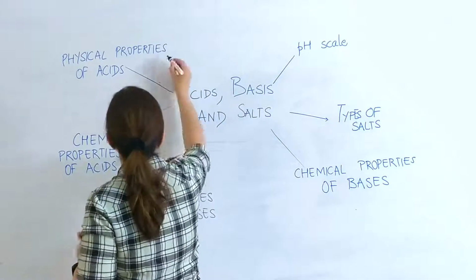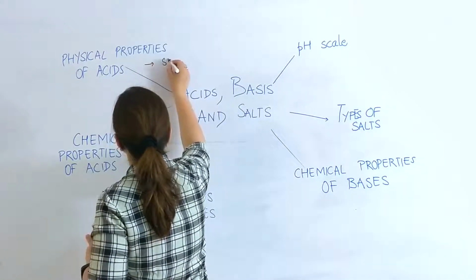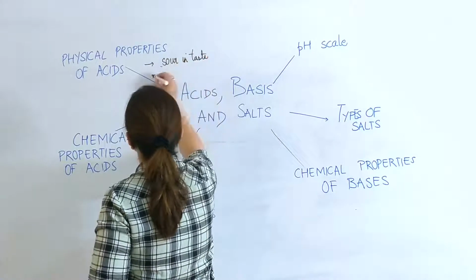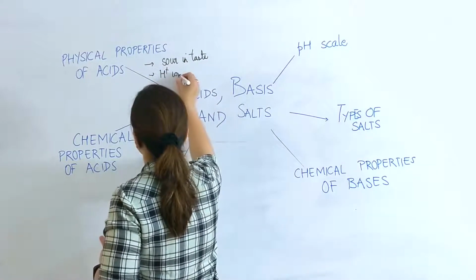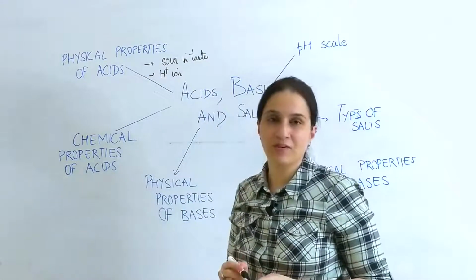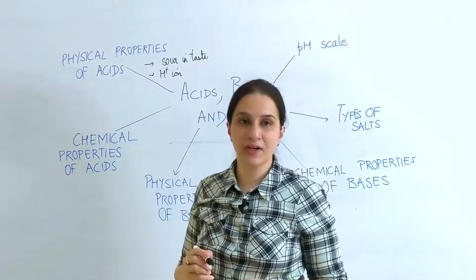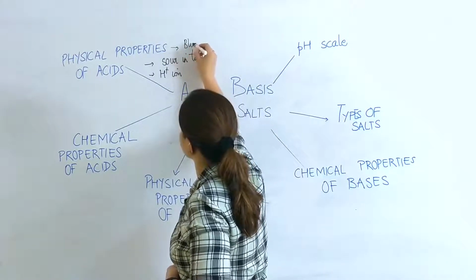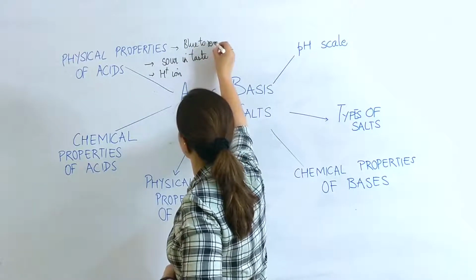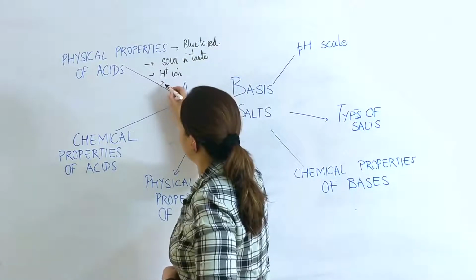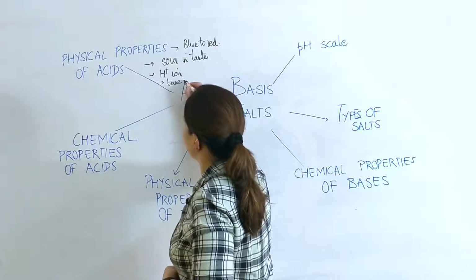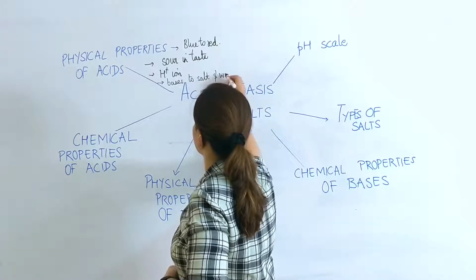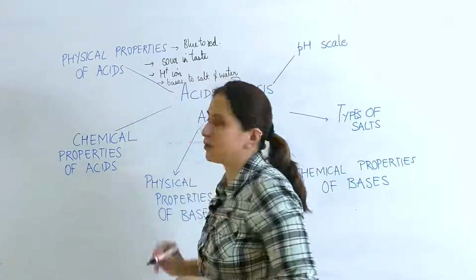Acids are sour in taste. They produce H positive ions when dissolved in water. They turn blue litmus paper to red. And whenever they react with bases, they form salt and water. So these are the physical properties of acids.